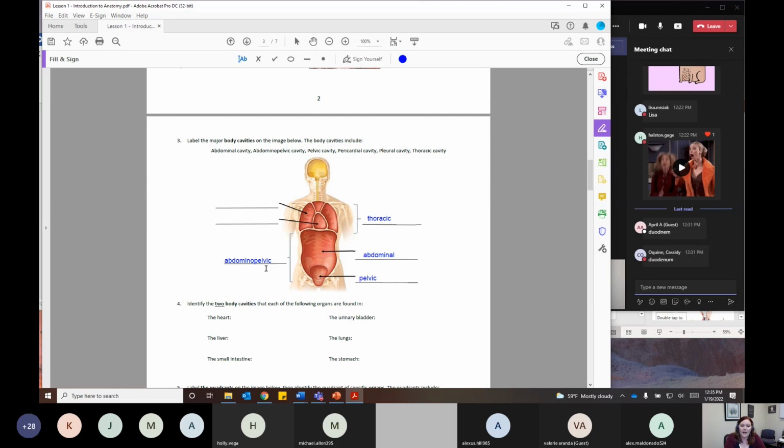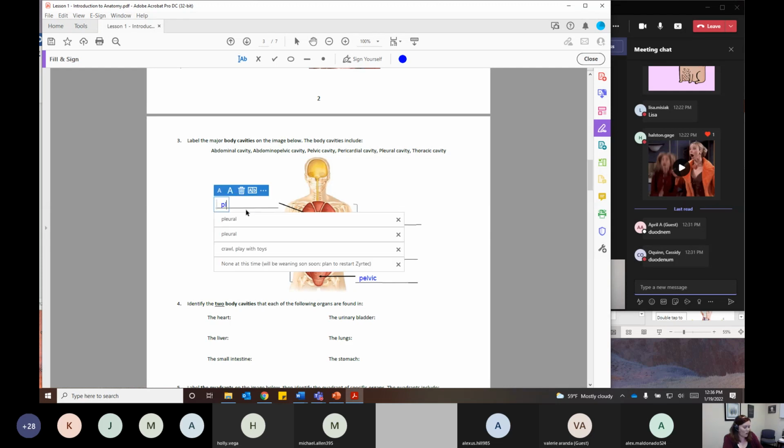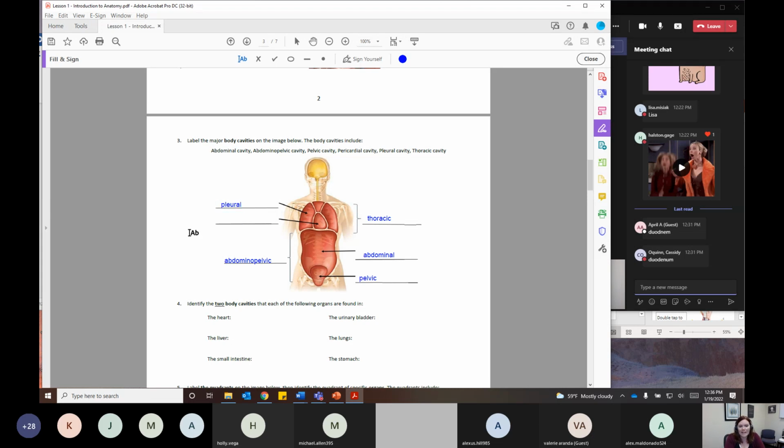Just like the abdominal pelvic cavity could get split into two parts, the thoracic cavity can get split as well. So the first part of the thoracic cavity to mention are these two areas right here, where we would find the lungs embedded inside of, called the pleural cavity. Anything that includes pleura in it is always going to refer to the lungs. So we have two pleural cavities that are nestled inside the thoracic cavity.